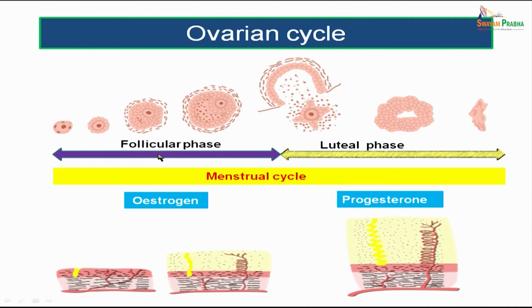The ovarian cycle is divided into two phases. The first phase is the follicular phase and the second phase is the luteal phase. Follicular phase means the formation of the follicles, and luteal phase has to do with the formation of corpus luteum. In the follicular phase, the follicular cells liberate estrogen, and in the luteal phase the corpus luteum forms progesterone. These hormones are responsible for the changes occurring in the endometrium, and ultimately this results in the menstrual cycle.